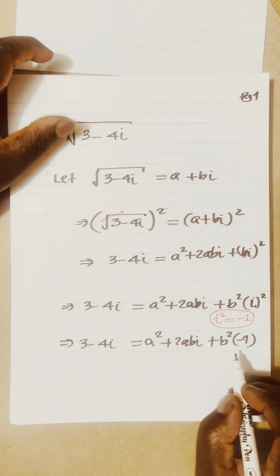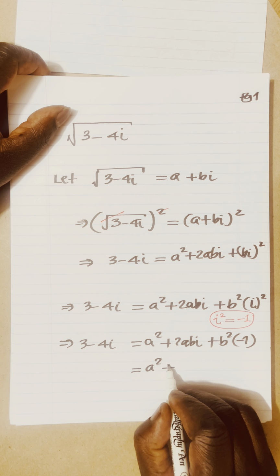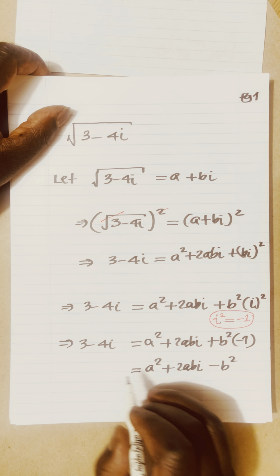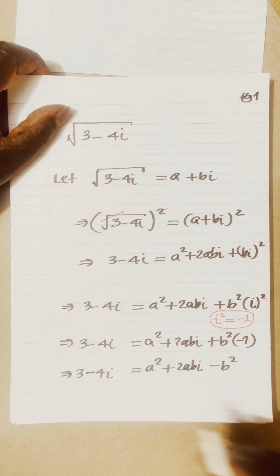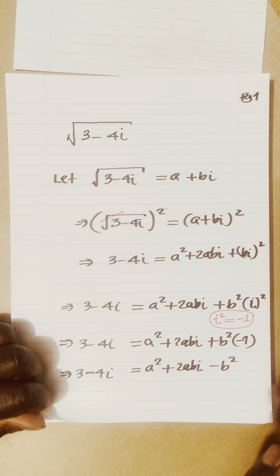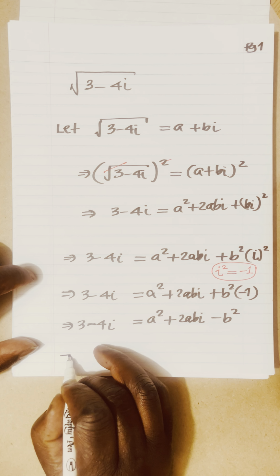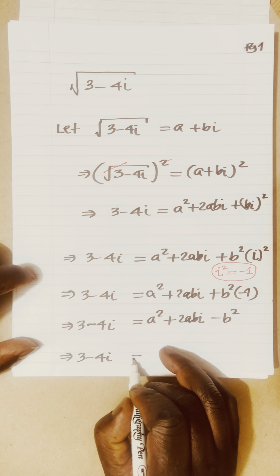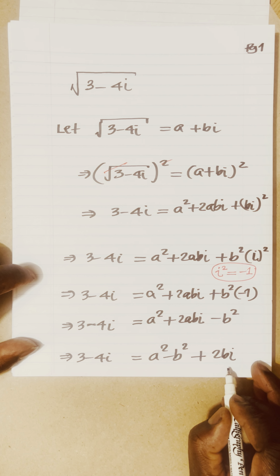Now let's simplify this right-hand side here. We are going to have a squared plus 2abi and then minus b squared. That's 3 minus 4i, giving us that. Now, at this point, I'm going to rewrite the right-hand side as follows. On the left, we still have 3 minus 4i. On the right-hand side, I'm going to put the real numbers together. So a squared minus b squared is the real part, and then plus 2abi, this is the complex part.